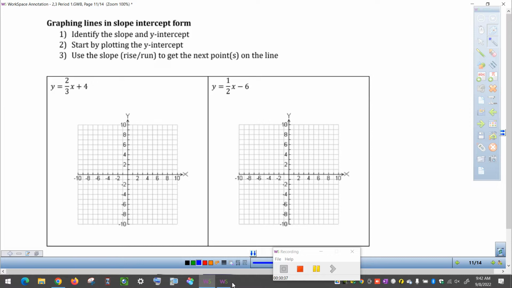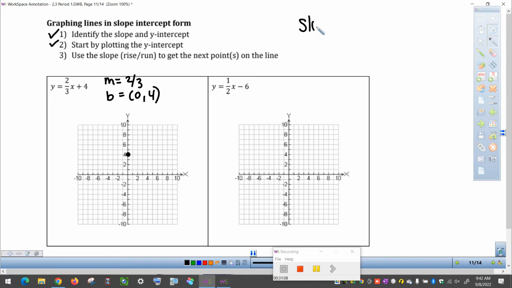Step 2 is to start by plotting the y-intercept. So that's your starting point on the graph. And then step 3 is to use our slope. We're going to think about rise over run to get the next points on the line. So let's look at an example. In this first one here, I'm noticing that the slope is 2/3 and the y-intercept is (0, 4). So I'm going to start by identifying. And then we're going to go ahead and plot the y-intercept. So I'm just going to plot a point right here, passing through the y-axis at 4.